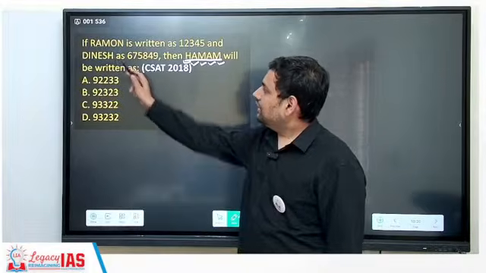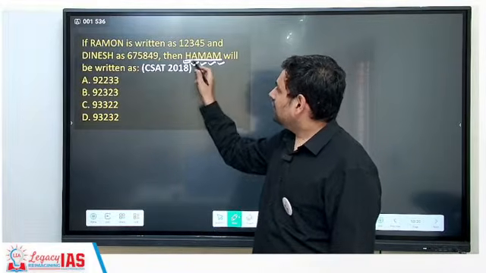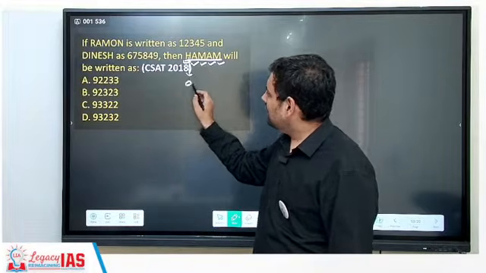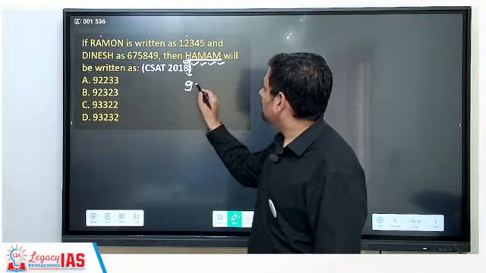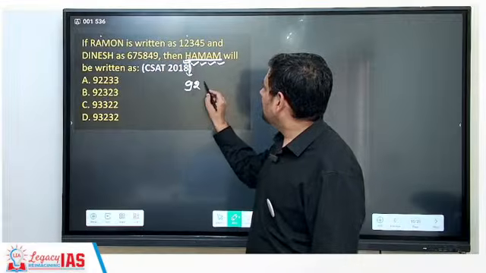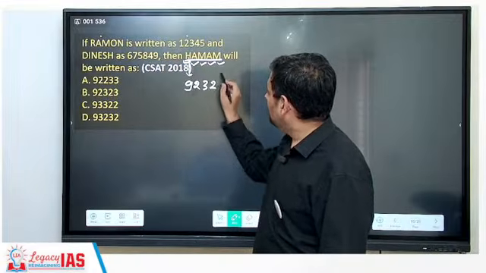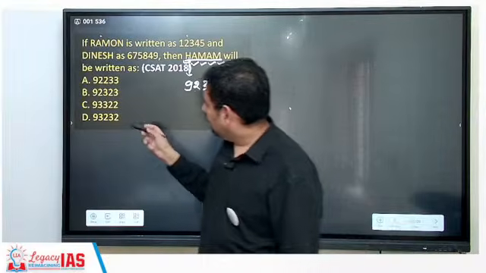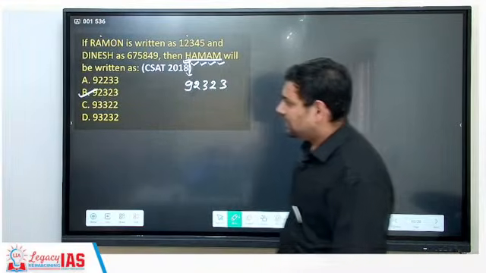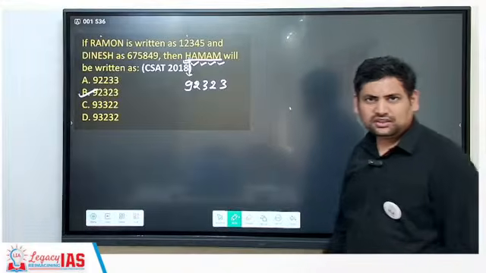So now H is very clearly 9. A is 2, and M is 3. So 2 3, A is again 2, and M is again 3. So what do you get? 9 2 3 2 3. The answer becomes B. Simple.